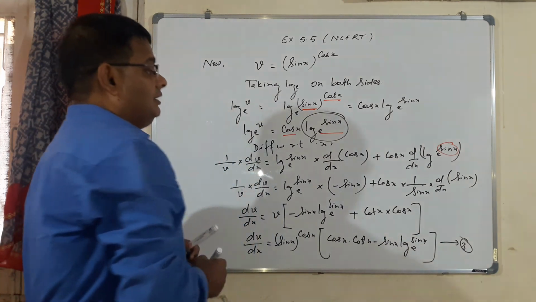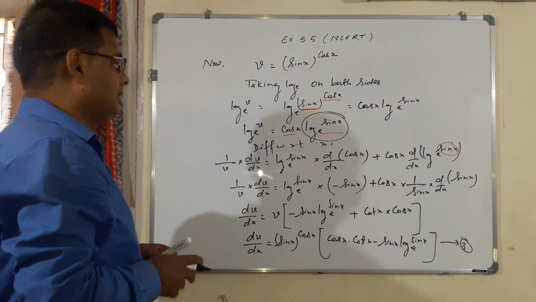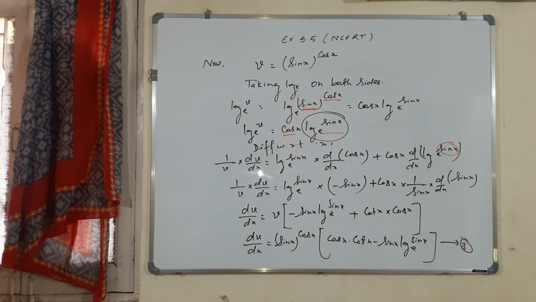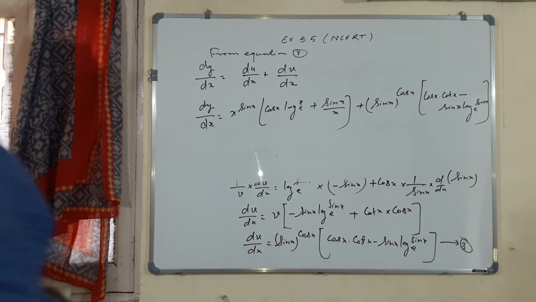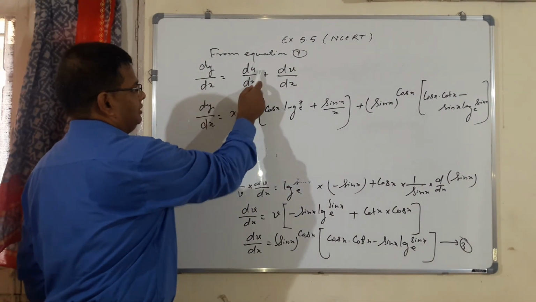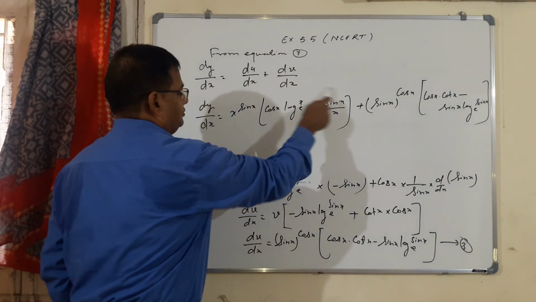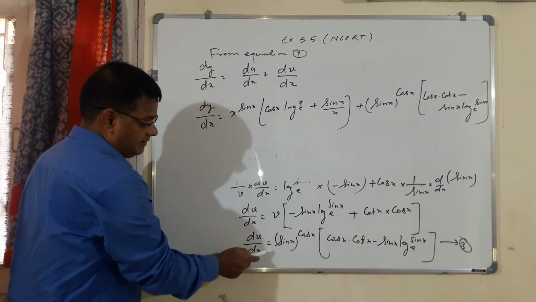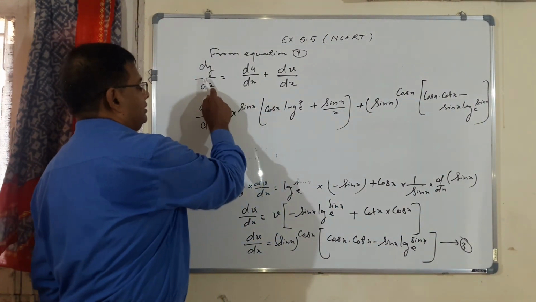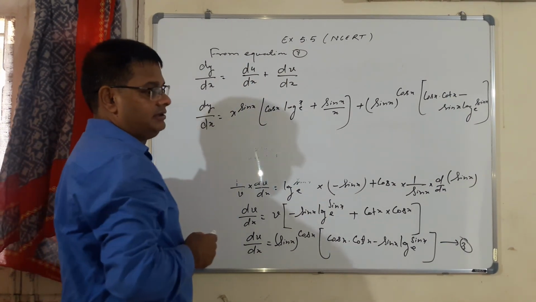Now put equation number 2 and equation number 3, and you will get dy by dx. From equation 1, dy by dx is equal to du by dx plus dv by dx. So du by dx you got, and dv by dx is here. Put these values in equation number 1 and you will get dy by dx.